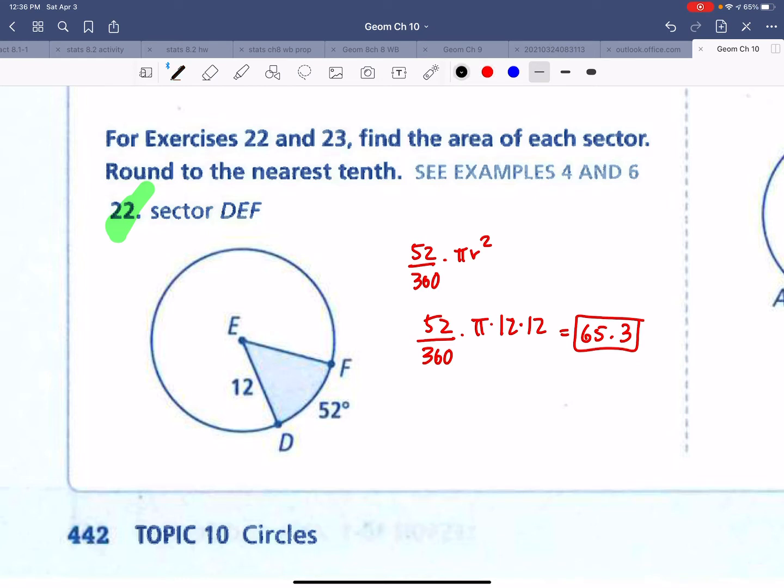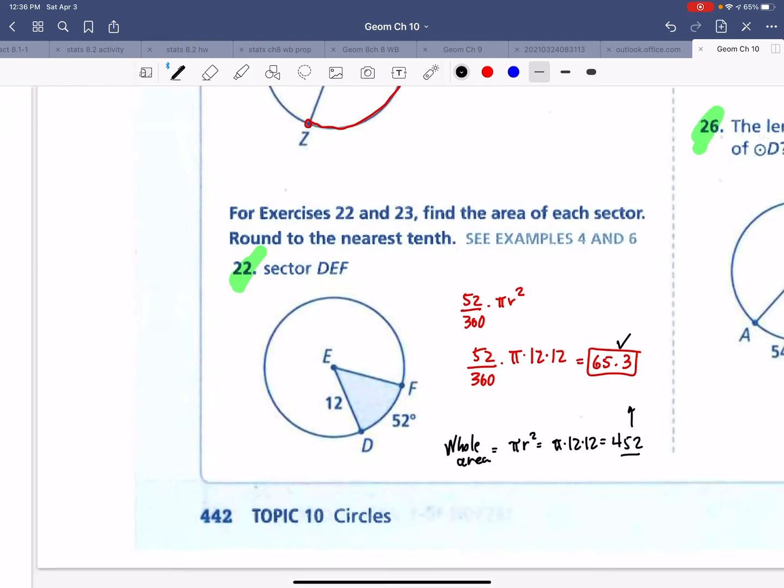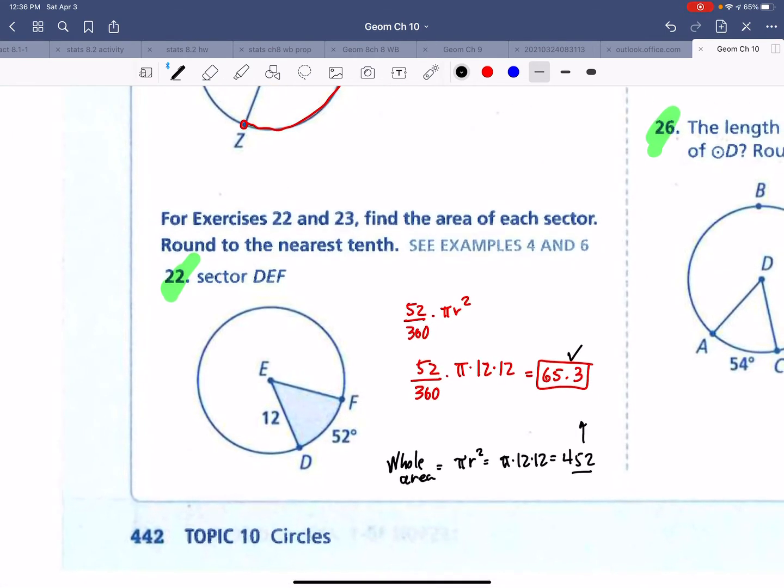Now I would like to just double check to see if I did that. So it's definitely not the whole circle. The whole circle would be pi r squared, or pi times 12 times 12. So that'd be 144 times pi is 452. Yeah, so that makes sense. This is just a portion of that.